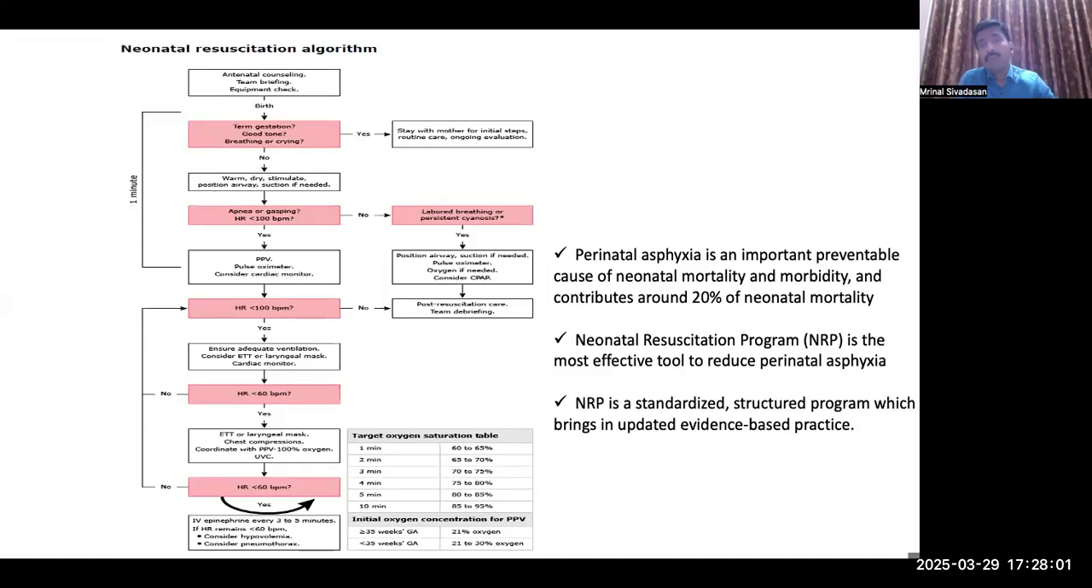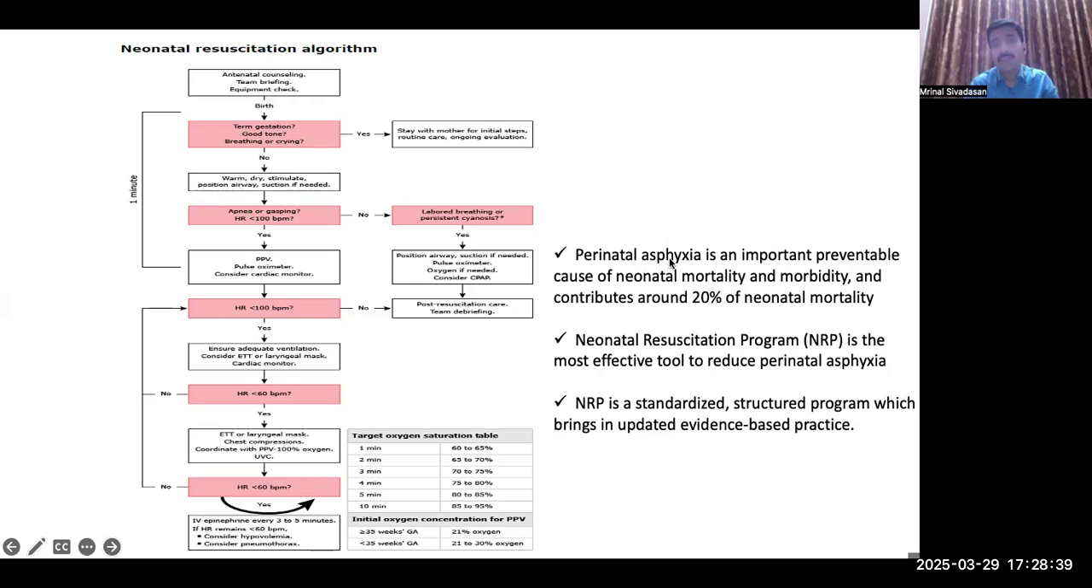This is the flow chart which shows the entire newborn resuscitation program. It starts with antenatal counseling, that is counseling the mother, especially if the baby is going to be delivered at preterm gestation. Then debriefing the team on what they should do, what they should expect and how they should perform, and equipment check. Then you go to the main part, which is the initial step, then positive pressure ventilation, then chest compression, and then adrenaline.